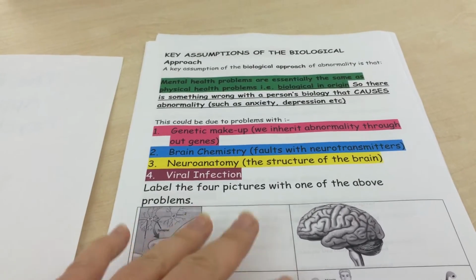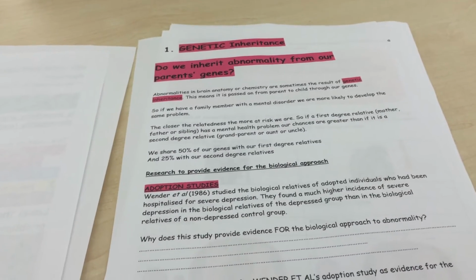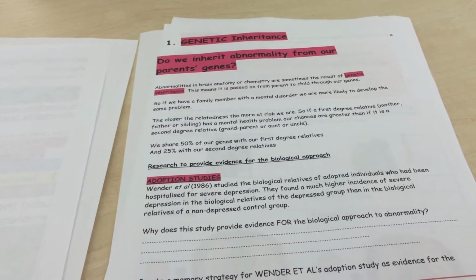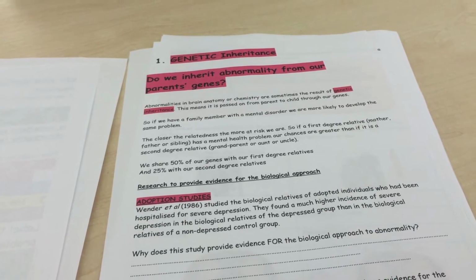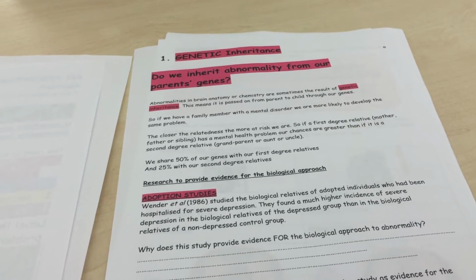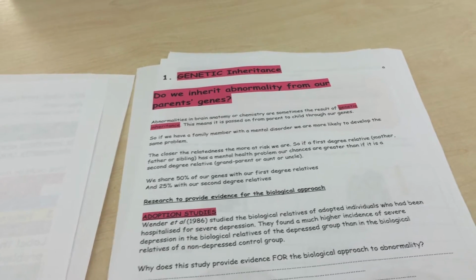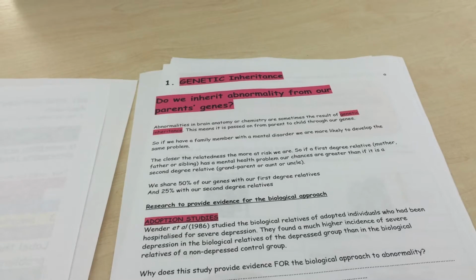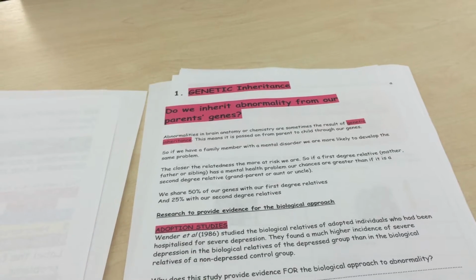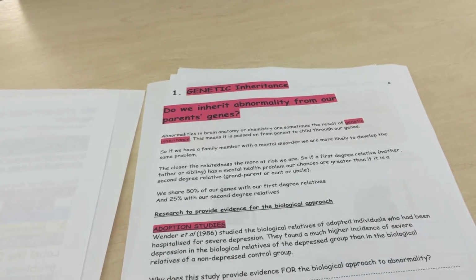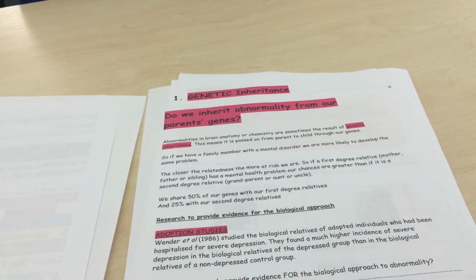Genetic inheritance assumes that we inherit mental disorders from our parents' genes. Studies on twins have shown much higher concordance rates for abnormalities in MZ twins, who share 100% of their DNA, compared to DZ twins, who only share 50%. For example, McGuffin found 46% concordance for depression in MZs and a 20% concordance for DZs, suggesting that depression has a substantial heritable component.